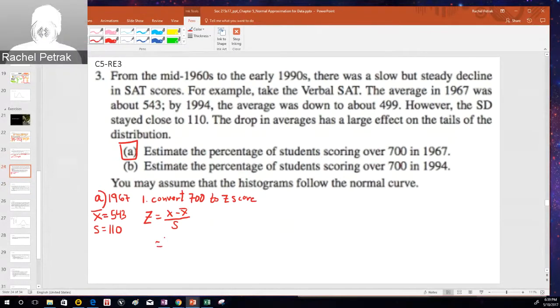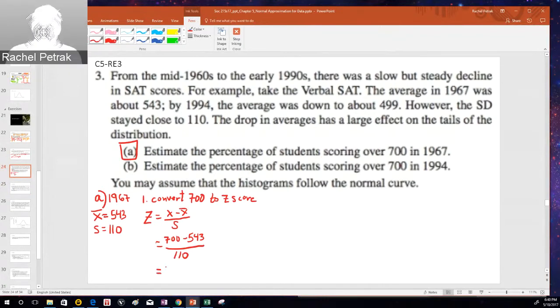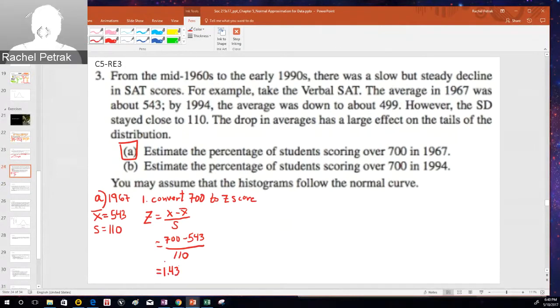And so if we work this out, we've got 700 minus 543 over 110. And we end up with a z-score of 1.43. And I'm going to do a quick logic check on this. Does that make sense? Well, 700 is above the mean, so the z-score should be positive. So this does make sense.